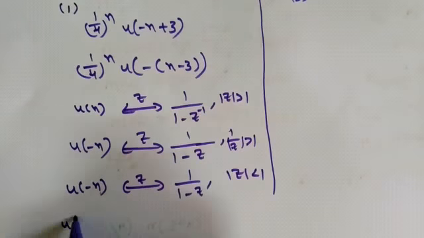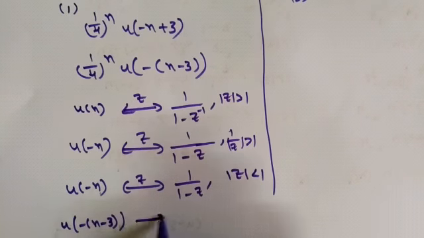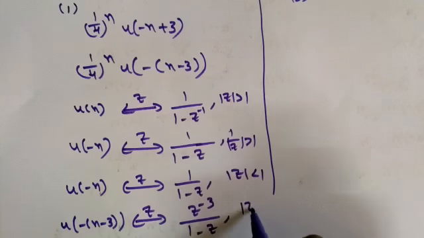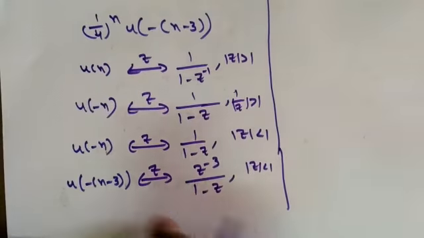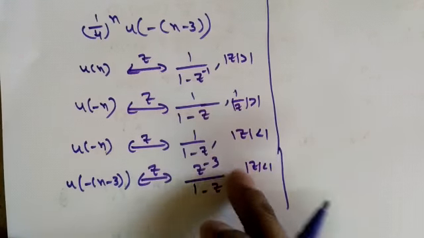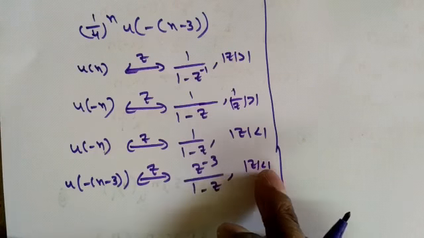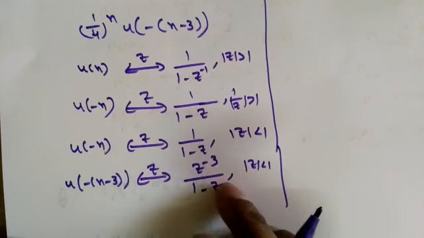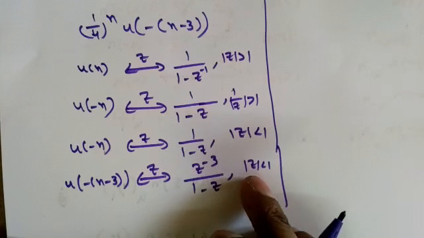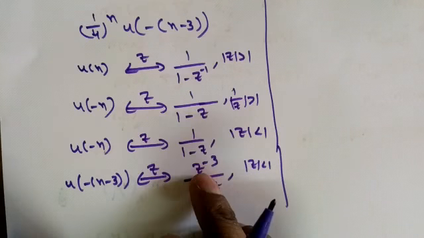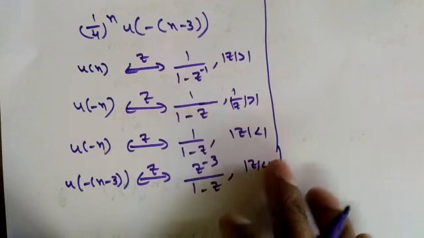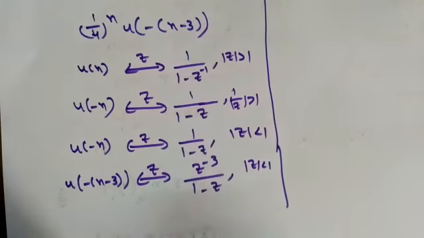Then do the shifting, that is u of minus of n minus 3. So what is this? Z power minus 3 by 1 minus z, and here mod z is less than 1. When we do the shifting, there is no change in the ROC, unless there is some exceptional case. When z is equal to infinity, 1 by infinity becomes 0, so it converges. Only when it diverges does that exceptional case come.